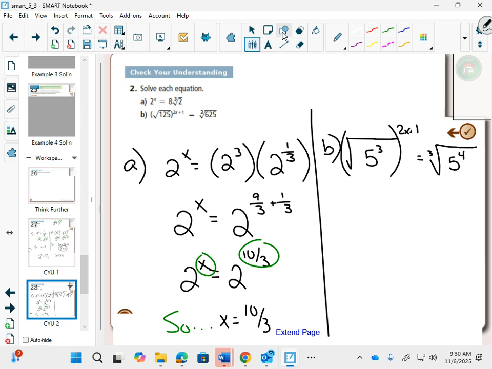Let's deal with the radicals. So I'm going to keep this 2x plus 1 up here. Here, 5 cubed, a square root of that will be 5 to the 3 over 2. So the square root makes a half. That half gets multiplied by the 3. Here, the cube root makes a third. That third gets multiplied by the 4. We get 4/3. Power to a power, we're going to have to multiply. So 3 halves times 2 will give me 3x. And 3 halves times 1 is plus 3 halves.